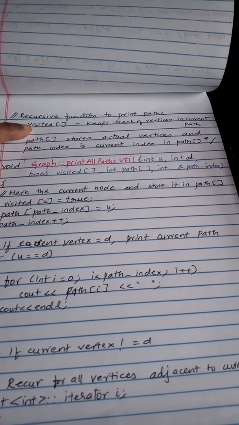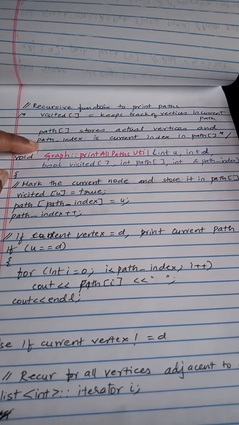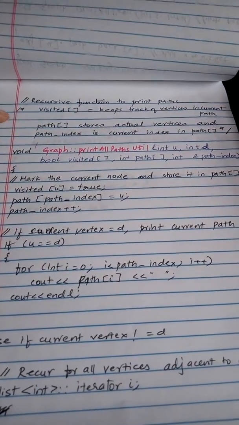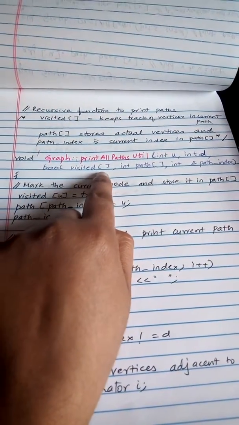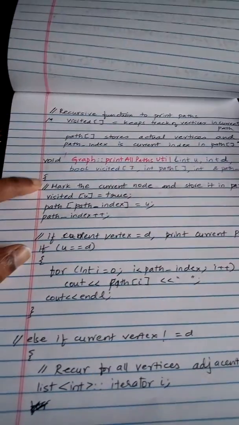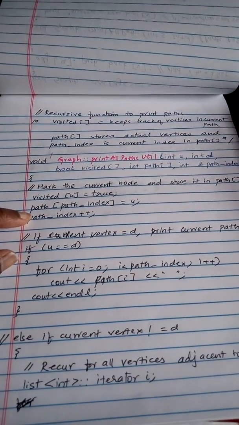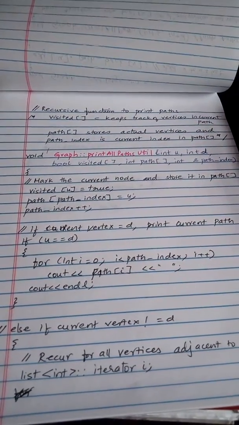Visited keeps track of vertices in the current path. Path stores the actual vertices, and path index is the current index. So int u, int d, bool visited, int path array, and int path index. So visited[u] is true, path[path_index] is u, path_index plus plus. So we're going to mark the current node and store it in the path.